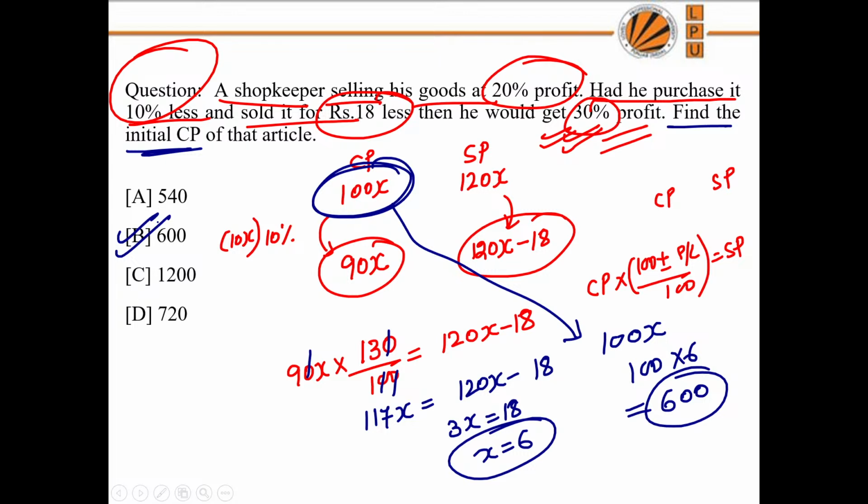Tell me, got it or not. Yes, I am explaining it again, Sumit. Watch it with proper attention.